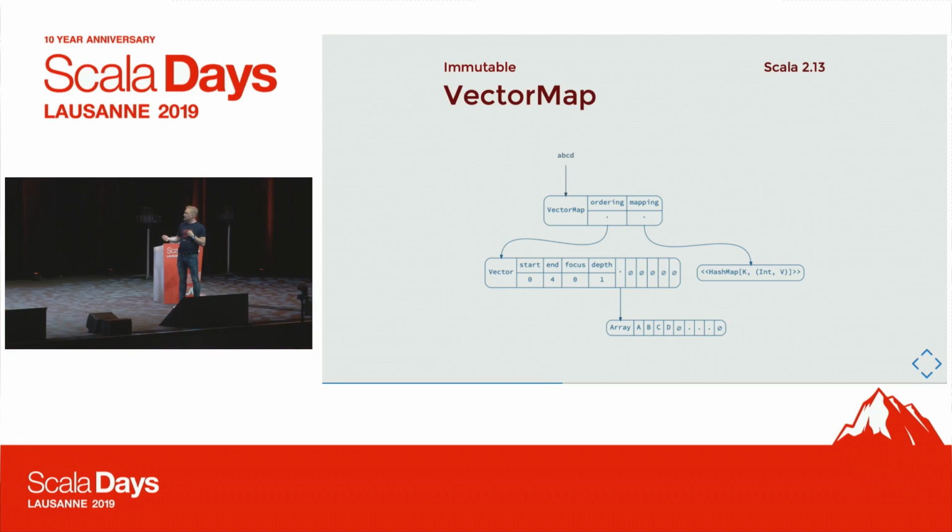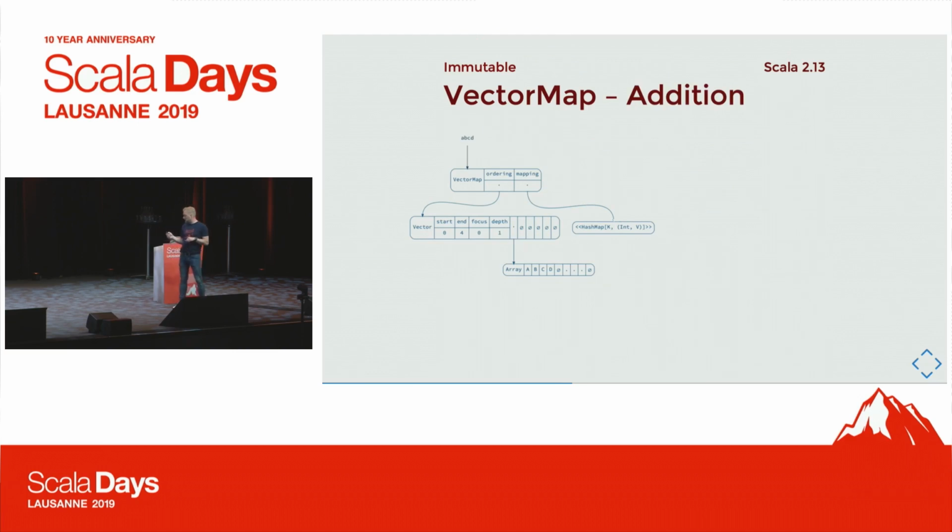And here you see the vector map. It has the mapping and the ordering. And in the ordering, you have the usual vector. And I've abbreviated here. In reality, this array is 32 elements long. So when you have added A, B, C, D, you get a nice A, B, C, D here, and the rest are nulls in this long array.